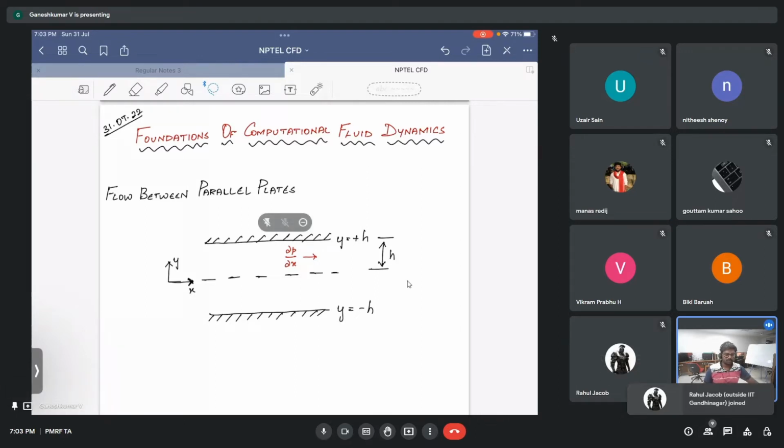So this is a live interaction session. Feel free to switch on your camera and microphone, and you can ask me questions at any time during the sessions. This would be the interaction session for Foundations of Computational Fluid Dynamics, offered by IIT Madras by Professor Venkatesan. I will be the tutor for this course, hosting all the live interactive sessions.